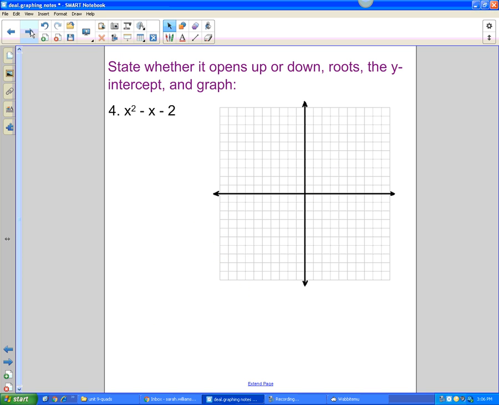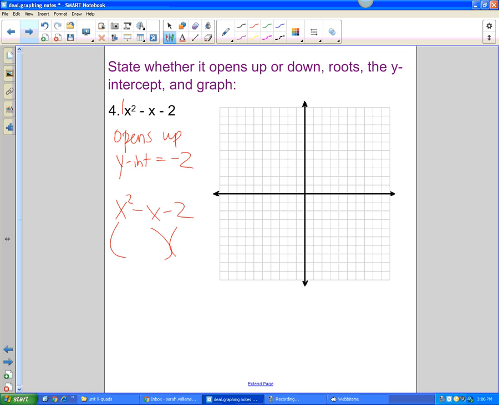All right, number 4. This one opens up. Positive 1 in front. The y-intercept is negative 2. And now let's factor it. 2 sets of parentheses. Ends in a minus, so the signs are going to be different. X and X. Kick out the 2. There's only one thing that multiplies to give you 2. 2 and 1. 2 is bigger, so it goes with the first sign. 1 goes in the other one.